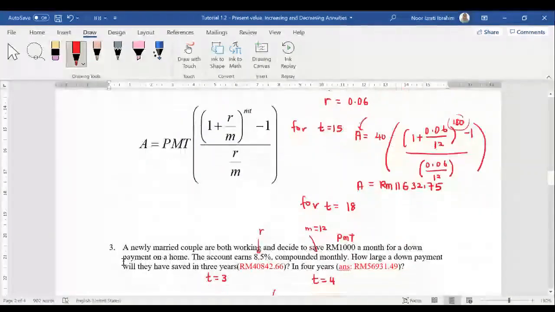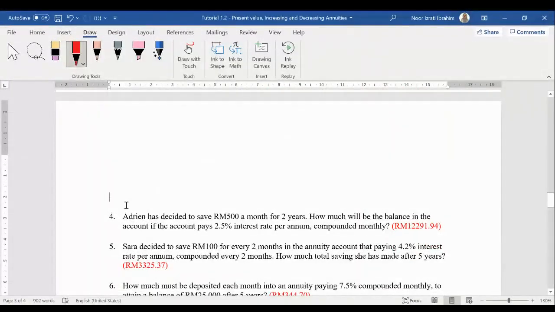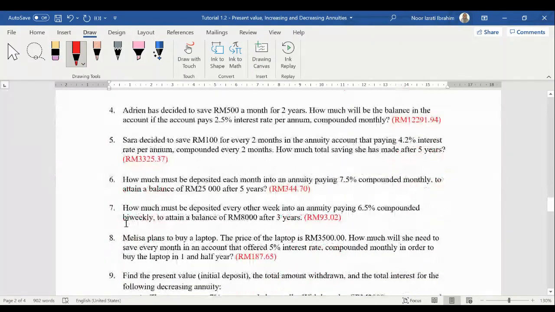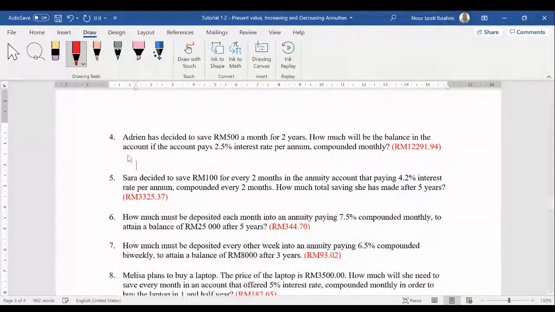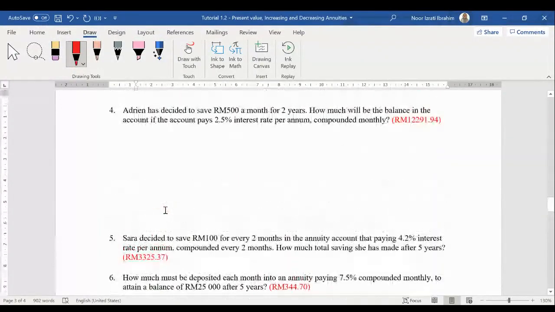So question number 2 and number 3 are similar. Same goes to question number 4 and 5. Question number 4. Adrian has decided to save 500 a month for 2 years. How much will be the balance in the account if the account pays 2.5% interest rate per annum compounded monthly. You want to find the balance.